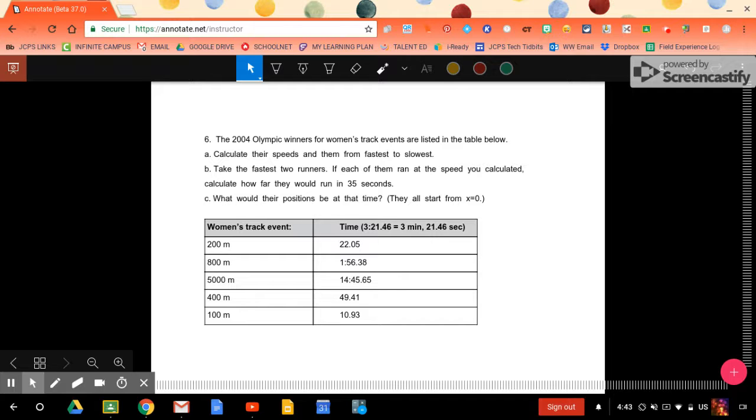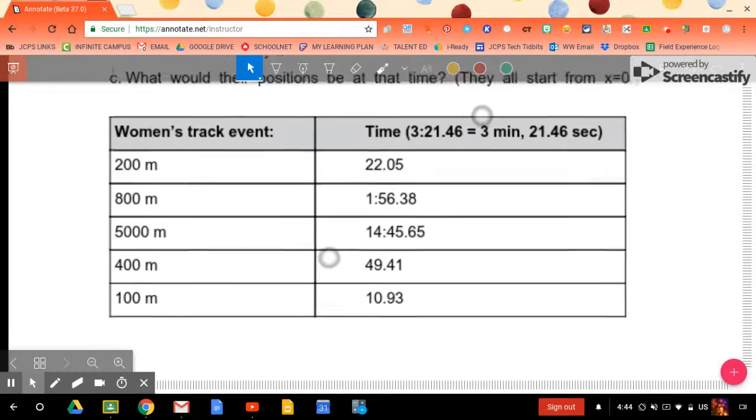So it says the 2004 Olympic winners for women's track events are listed below. You have to calculate their speeds and then list them from fastest to slowest. And then take the two fastest runners and tell me how far they would go in 35 seconds. You do not have to talk about C. So we're going to calculate their speeds.